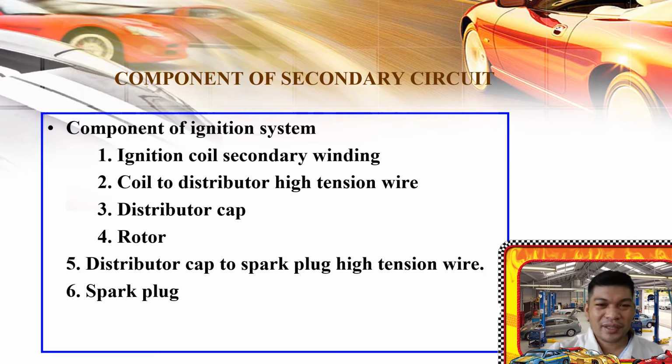First, the ignition coil secondary winding. Second, the coil to distributor high tension wire. Third, the distributor cap. Fourth, the rotor. Fifth, the distributor cap to spark plug high tension wire. And last is the spark plug.